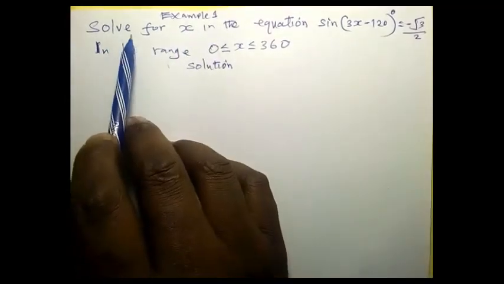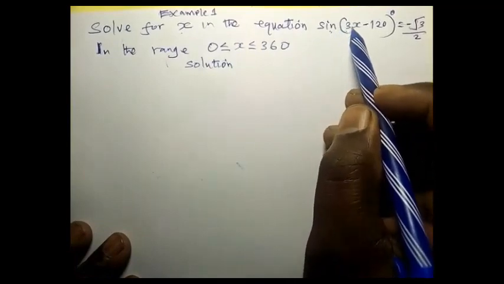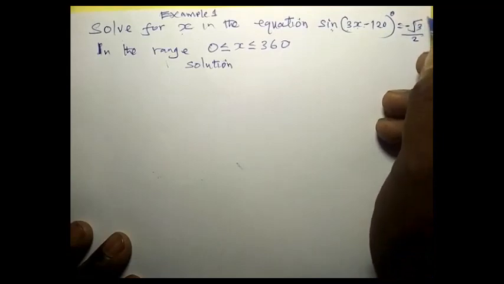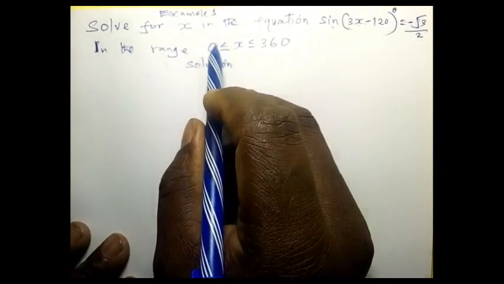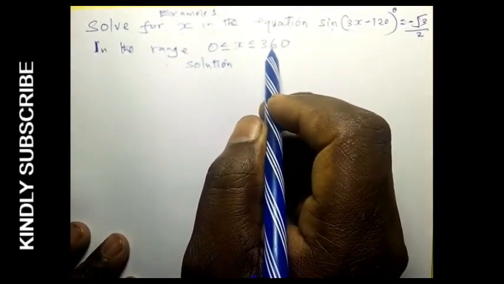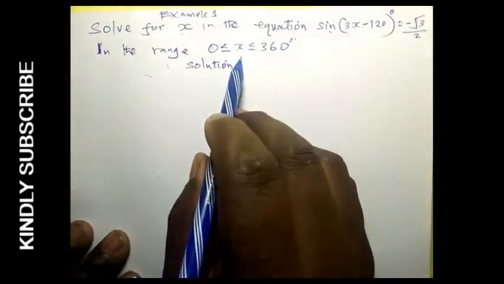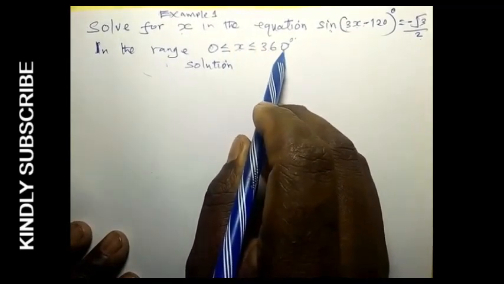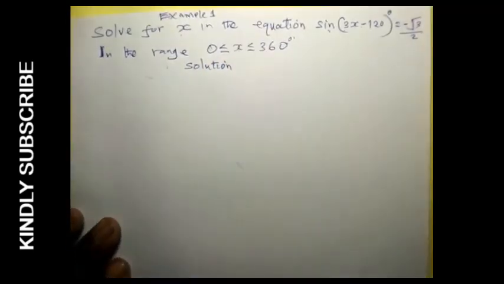Example 1. Solve for x in the equation sin(3x − 120 degrees) = −√3/2, in the range 0 ≤ x ≤ 360 degrees. So our range is, all the values of x we are supposed to get should be less than or equal to 360. So how do we approach this one?